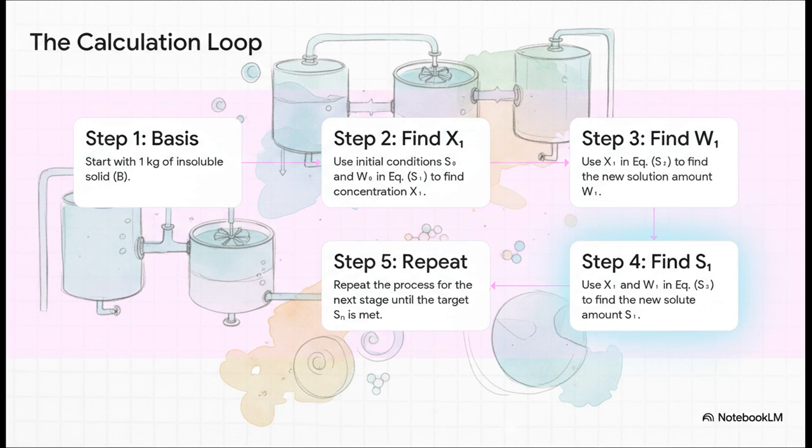It's a loop. It's just a cycle. We start with what we know before the first wash. We use our equations to calculate what things look like after that first wash. Then we stop and we check. Have we reached our goal? If the answer is no, we take those new results and we plug them right back into the beginning of the loop to simulate the second wash. We just keep doing that stage by stage until we hit our target.